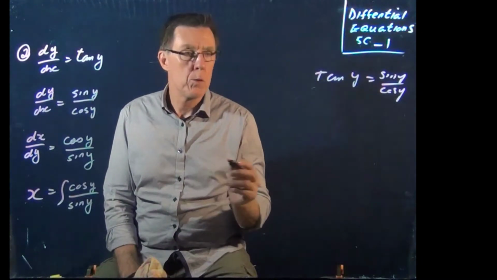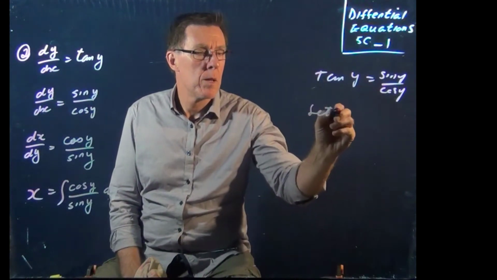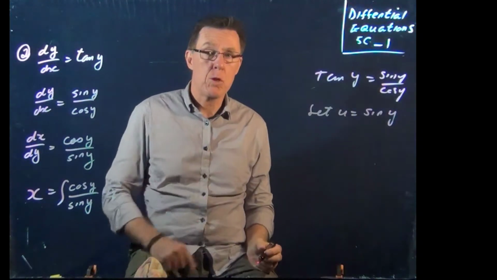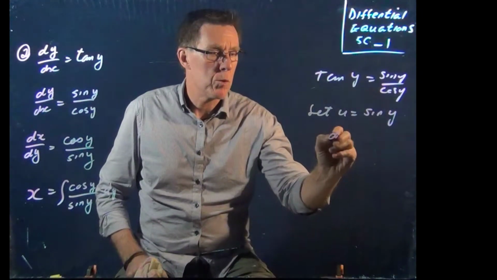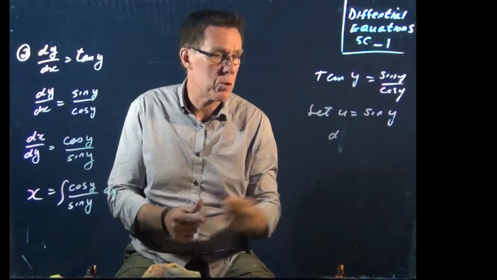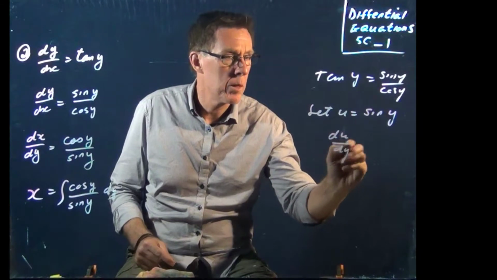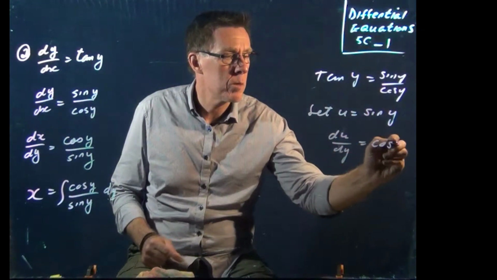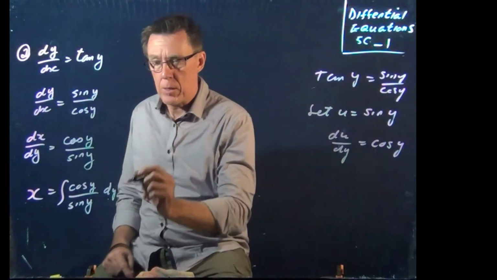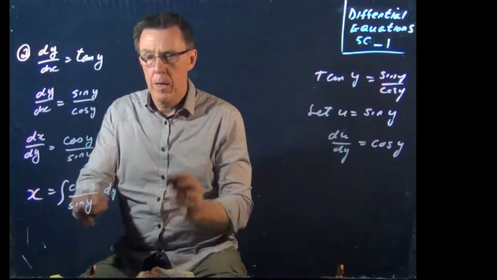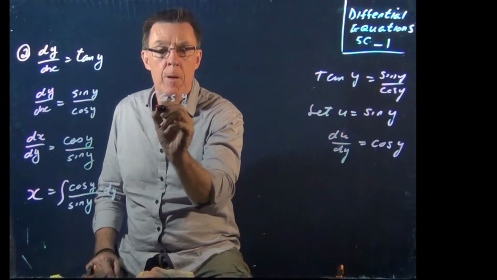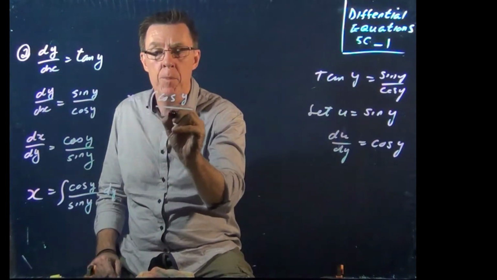What I'm going to do is a replacement. I'm going to let u be equal to the sine of y, and I'm going to use this for my replacement value. I'm going to differentiate u with respect to y, to give du on dy equals cos y, since sine differentiates to cos. Fantastic. So what I've got is x is equal to the integral of cos y over, taking sine y out and putting u in its place.